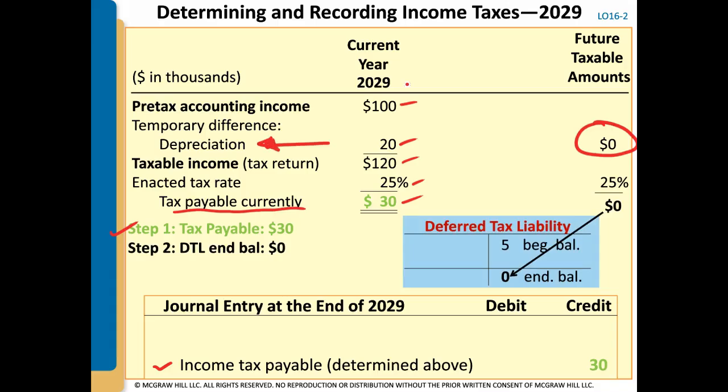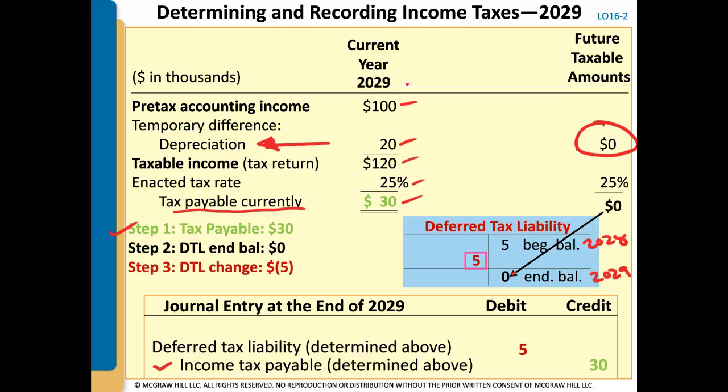I have no differences between my financial reporting and tax reporting beyond 2029 because this is just a 3-year asset and we took the full depreciation for tax in year 1. So our ending deferred tax liability should be 0. So our beginning from 2028 is 5. 2029 the ending should be 0.